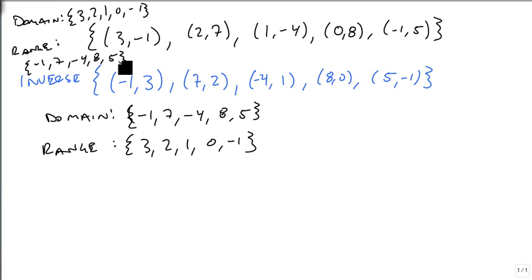So the domain of a function is the range of the inverse, and the range of a function is the domain of the inverse. They swap. This is the really important thing to keep in mind with inverses: the outputs become inputs, and the inputs become outputs.